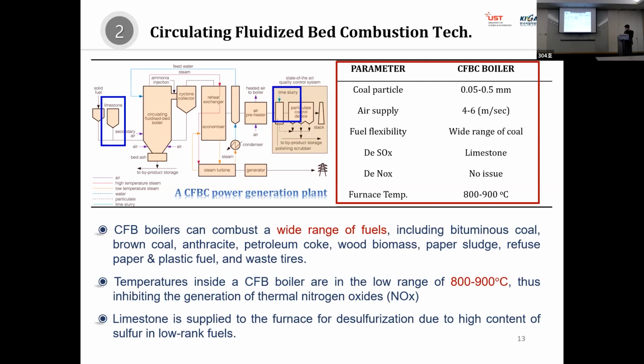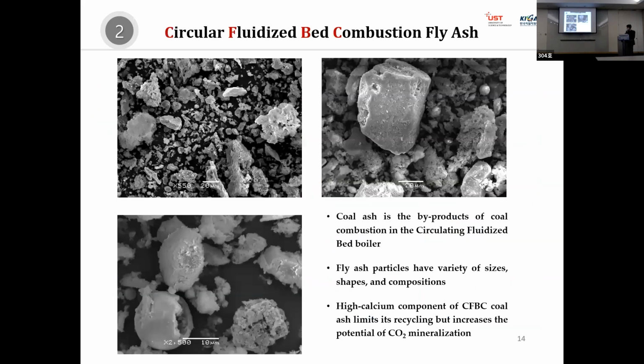And the most important thing is the temperature of this technology is around 800 to 900 degrees, so it reduces the nitrogen emitted from the boiler. And because of the high sulfur content in low rank coal, limestone is supplied to capture sulfur, to avoid sulfur being emitted from the boiler. And because this ash has a high content of calcium, it also reduces the application of this ash as a material for construction or reutilization.